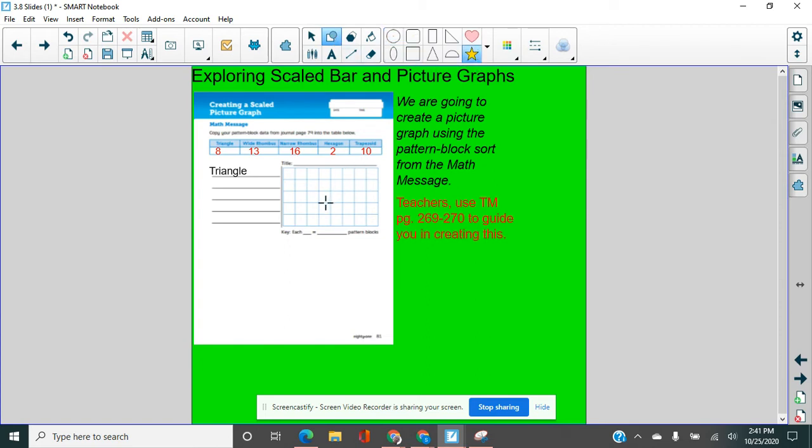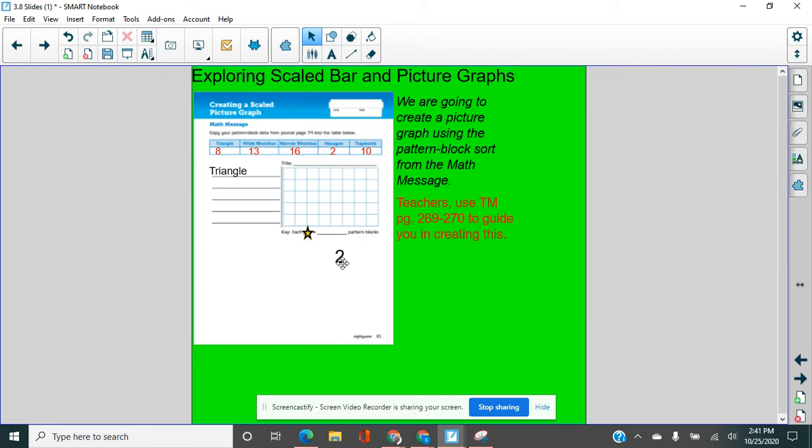Right. So in our key, see the key right here? We're gonna put a little star, and each star, we don't want it to represent just one because I can see I have some big numbers here, right? 16. There's no way I can fit 16 stars in this chart. So let's have each star equal 2.